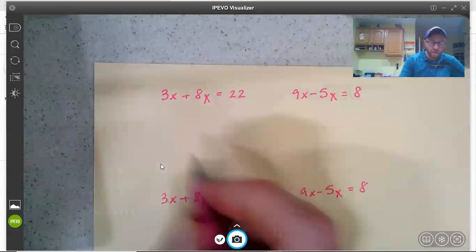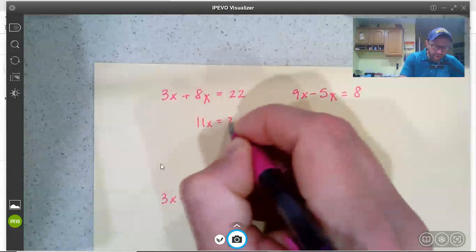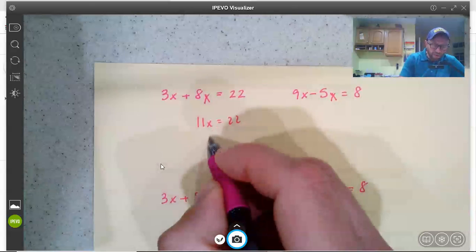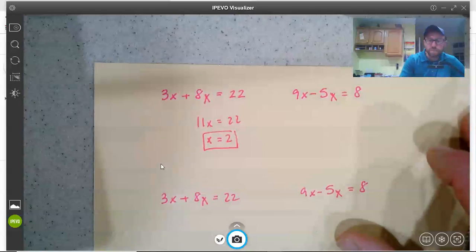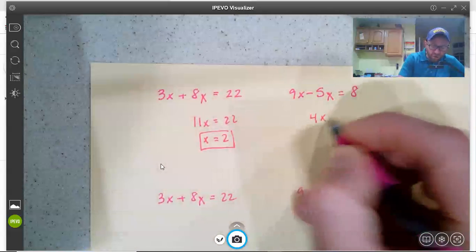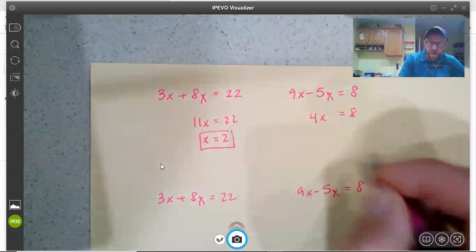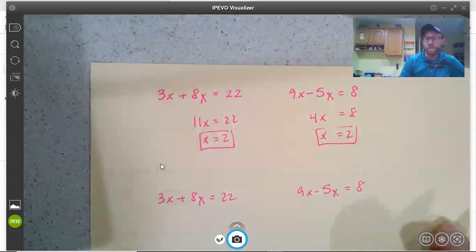Okay. So let's see, I have 3x and 8x all together. That's 11x equals 22. So I divide by 11 on both sides, and x is 2. And then over here, 9x minus 5x, that's 4x equals 8. And I'll divide by 4 on each side, and x equals 2 again.